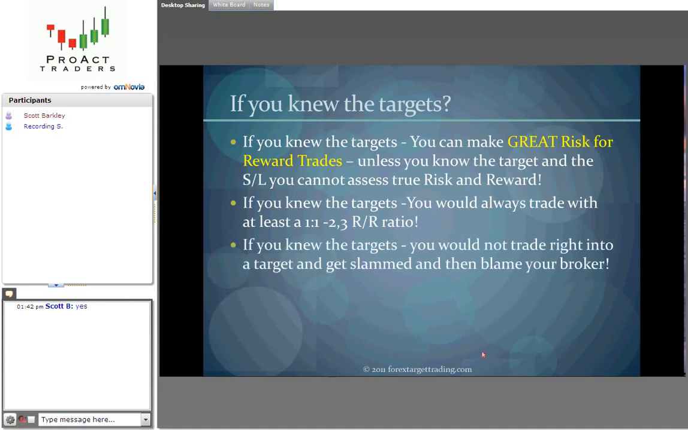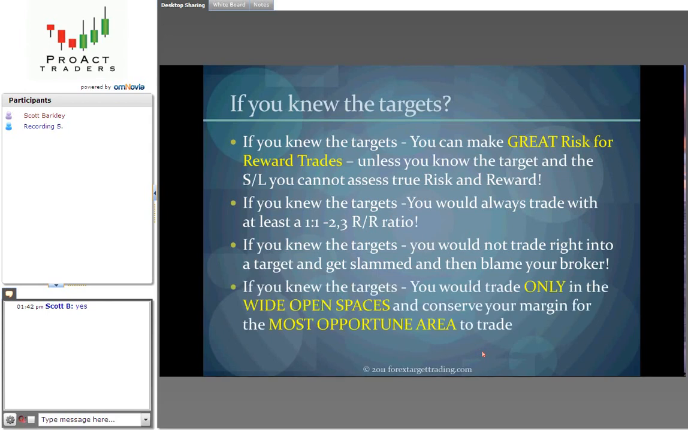If you knew the targets, you would not trade right into a target, get slammed, and then blame your broker. You make a trade and it goes 4 pips, slams into a target you didn't even know was there, rocks back 40 pips, stops you out, and what do you say? Ah, the daggone broker stopped me out again. No, the broker didn't stop you out. You traded right into a target because you didn't know where it was. And this webinar is about showing you how to know where they are.